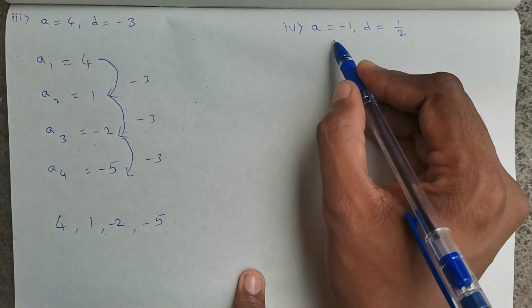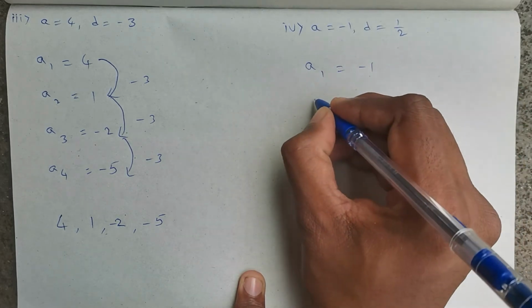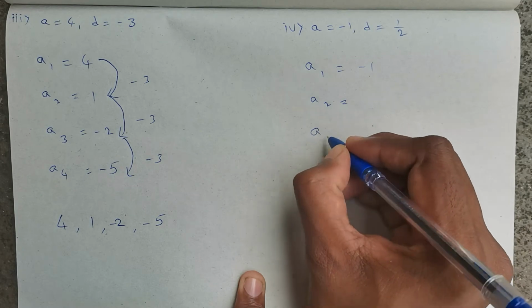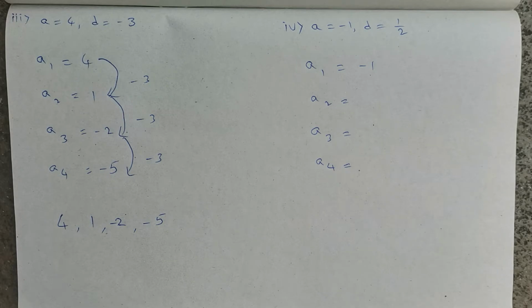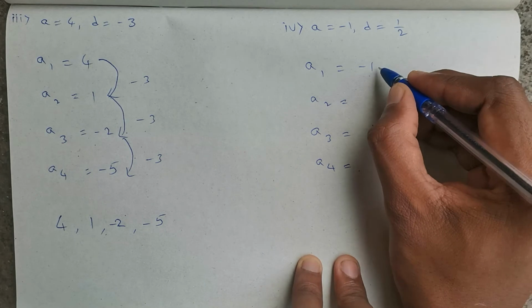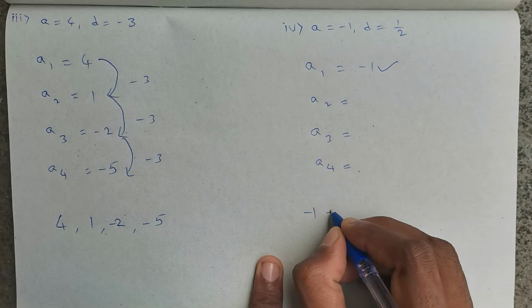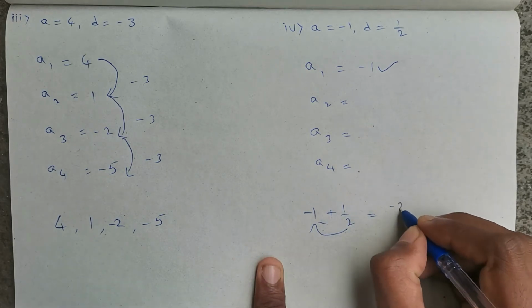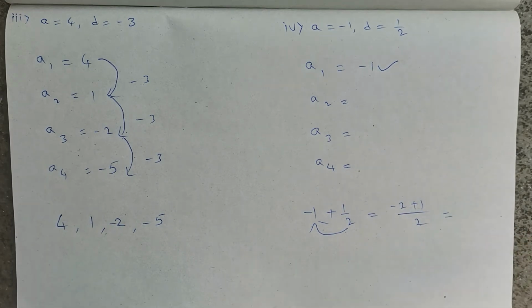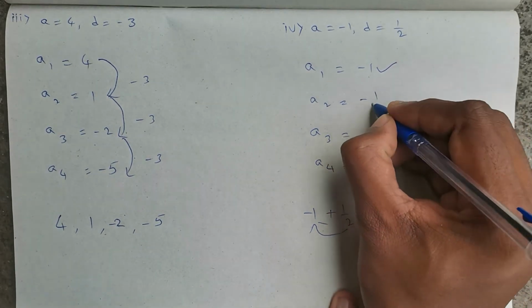Next, fourth question, a is equals to minus 1 and d is equals to 1 by 2. So a1 is given as minus 1. Then we need to find a2, a3 as well as a4. Here the common difference is 1 by 2, which is in the form of a fraction or rational number. Now for this minus 1, we need to add 1 by 2. So minus 1 plus 1 by 2. If you do multiplication here, 2 into minus 1, minus 2 plus 1 by 2. Minus 2 plus 1, minus 1 by 2. So this is minus 1 by 2.